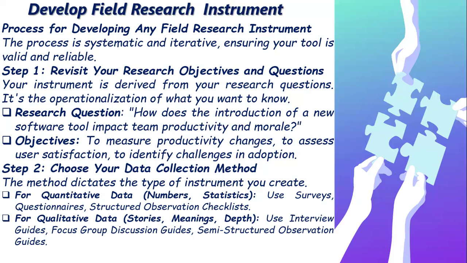Second step is to choose your data collection method. The method dictates the type of instrument you create. For quantitative data, numbers and statistics, use a survey, questionnaire, structured observation, or checklist. For qualitative data, stories, meaning, depth, use interview guides, focus group discussions, or semi-structured observation guides.